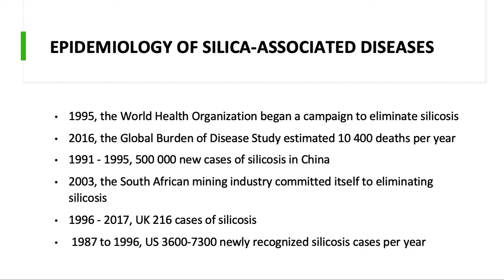In the United States, there were an estimated 3,600 to 7,000 newly recognized silicosis cases per year from 1987 to 1996. Death certificates between 1990 and 1996 noted 200 deaths per year contributed to by silicosis.